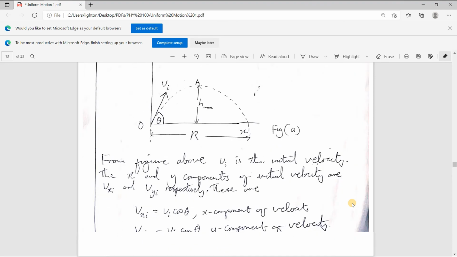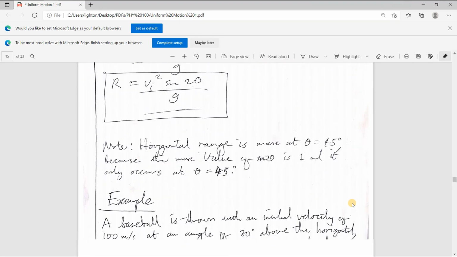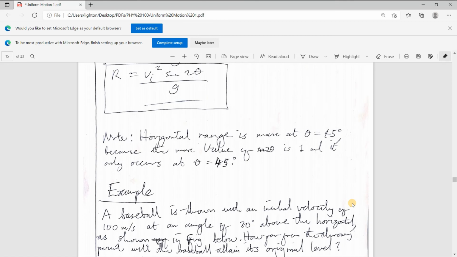All right, so now let's try to look at something else. So note, horizontal range is maximum at theta equals 45 degrees. This is the angle at which you can get the maximum range. When you project a particle at theta equals 45 degrees, that's the only way you can get a maximum range, because you get a maximum value of sine 2 theta.